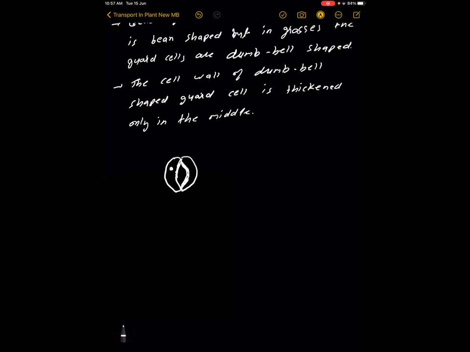This is the nucleus, protoplasm containing nucleus and, yes, chloroplast also. So the inner wall is thickened. The inner wall of each guard cell is thick, but the outer wall is normal, that is thin and elastic. Fine.